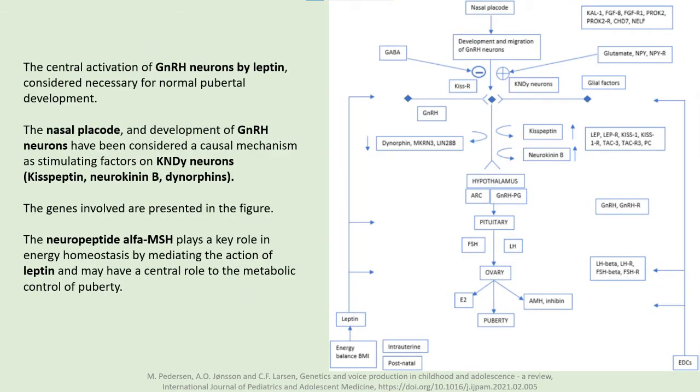Therefore, we included our own intensive search of other papers, often based on reference lists and in studies of other subjects. The central activation of GnRH neurons by leptin is considered necessary for normal pubertal development. The nasal placode and development of GnRH neurons have been considered a causal mechanism as stimulating factors on key NDY neurons: kisspeptin, neurokinin B, dynorphins. The genes involved are presented in the figure.